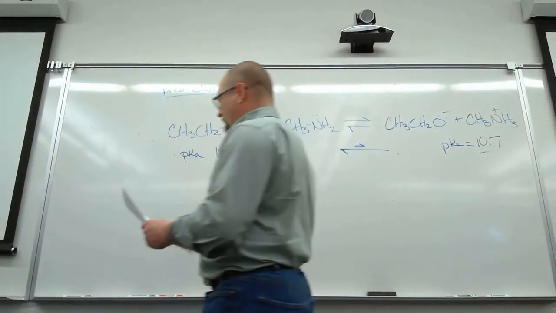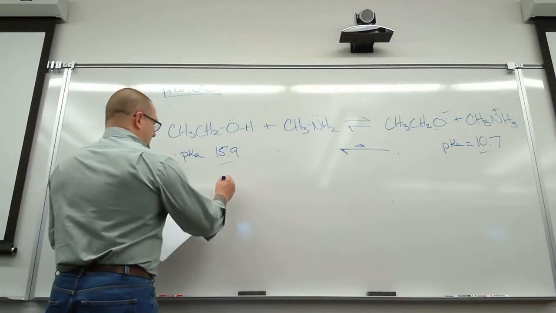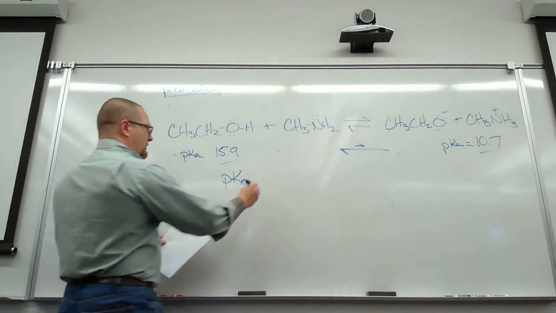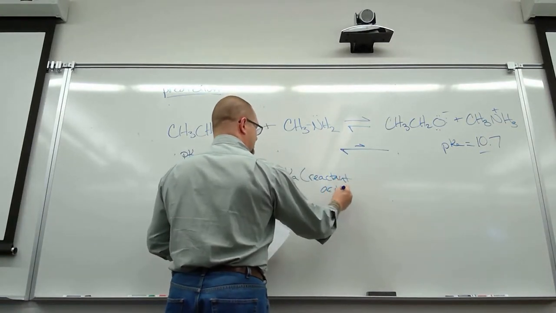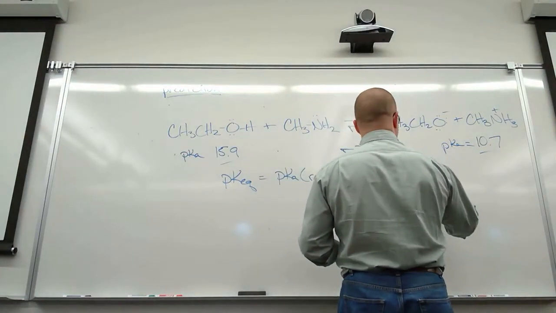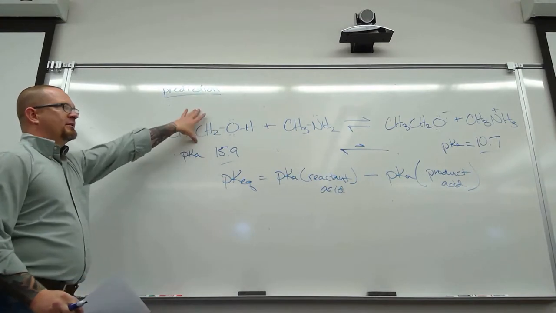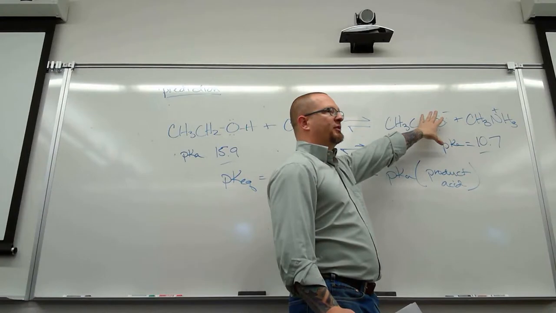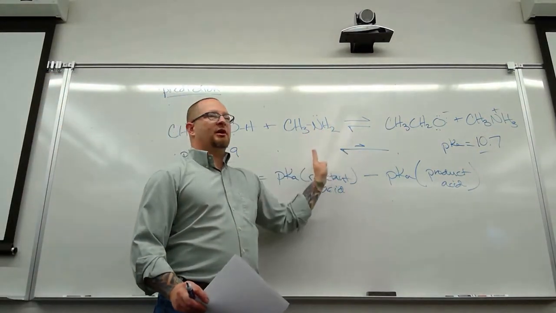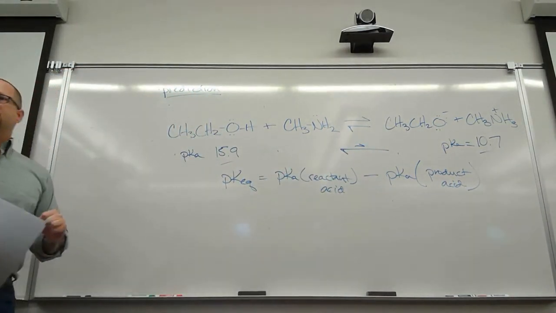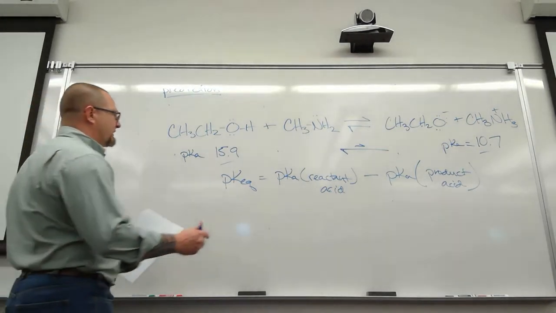Well, what happens if we want to actually calculate this to know exactly how much it's biased? Super easy, thankfully. pKeq for any scenario like this is going to be the pKa of the reactant acid minus the pKa of the product acid. This will always be the reactant side. This will always be the product side. Which direction is favored is not in question, because that's going to be sorted out in the magnitude of the equilibrium expression. What is it? It's just pKeq, it doesn't have a unit. It's unitless, just like pH is unitless.